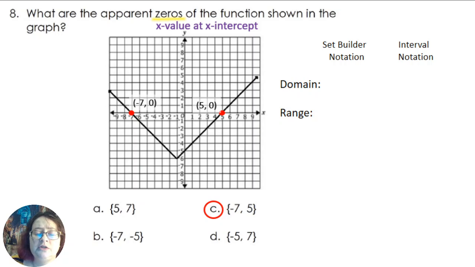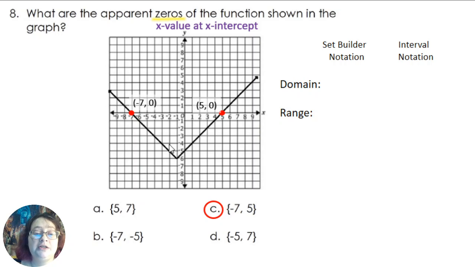For this one, we're also going to find our domain and our range. For our domain, set builder notation. Remember, set builder means we're using our squiggly brackets and equals, or possibly our inequality symbols. So for this one, domain, if you remember that the absolute value function has the domain of all real numbers all the time, it makes that really easy.